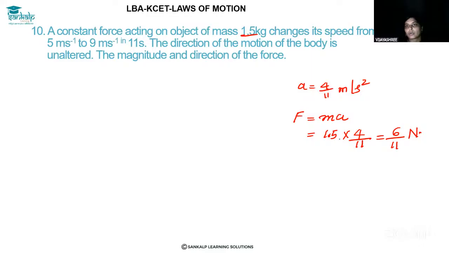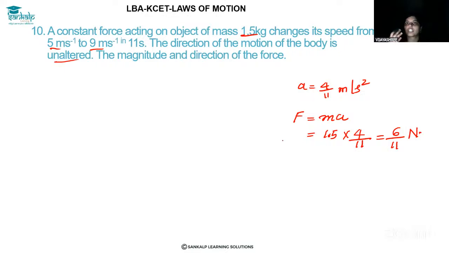Okay. So what should be the direction? Let us determine the direction. Since speed increases from 5 meter per second to 9 meter per second, the direction of motion is unchanged. Unaltered means unchanged. So acceleration is along the direction of motion. Therefore, force also acts in the same direction.